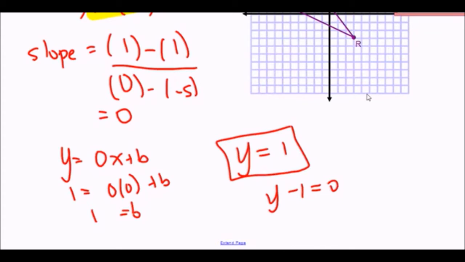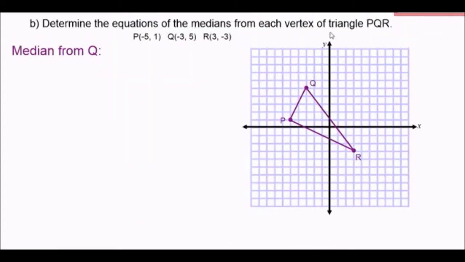So that was the median from P, and now we're going to do the same thing. We're going to find the median from Q. So here's point Q. Somewhere on PR is another midpoint. So we're going to find the midpoint of PR, and let's call that Y. To find it, again, we're going to use the midpoint formula.